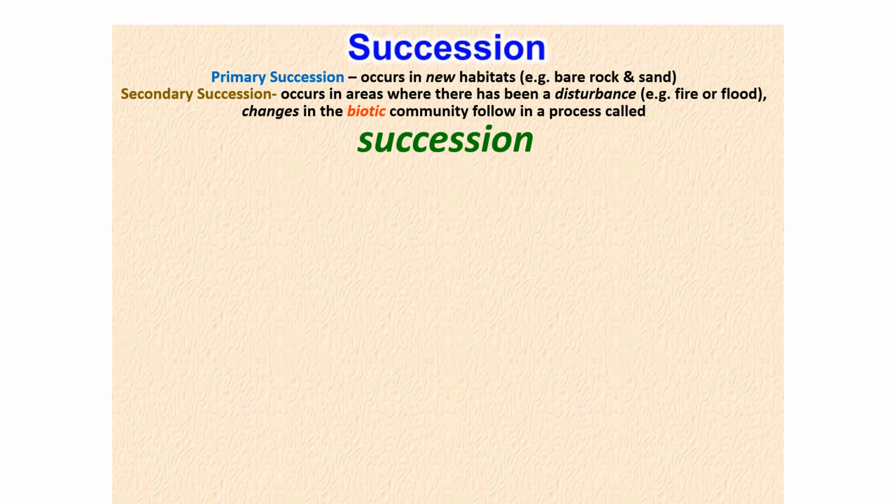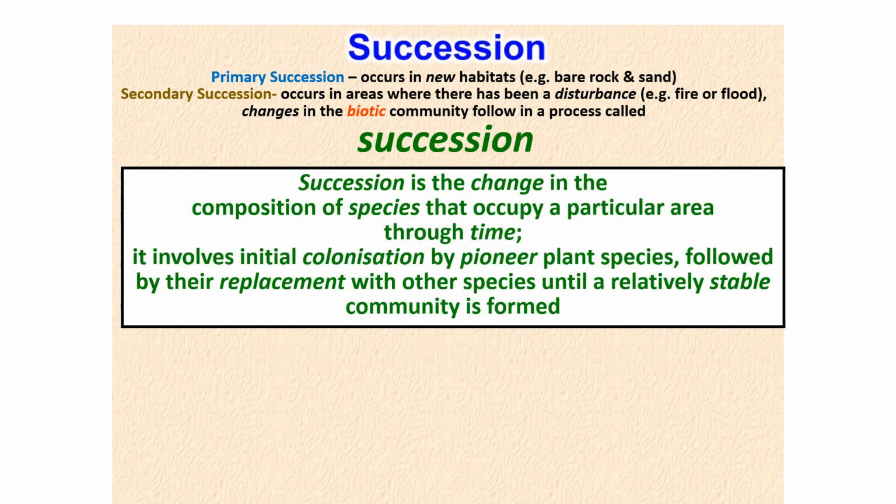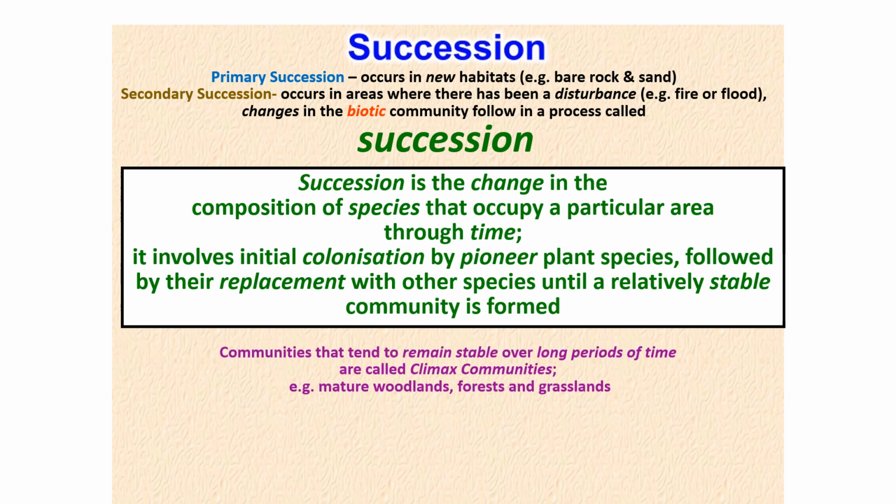The changes in the biotic or living community follow a process called succession. As we've already said, succession is a change in the composition of species that occupy a particular area through time. It involves initial colonisation by pioneer plant species, followed by their replacement with other species until a relatively stable community is formed. The communities that remain stable over long periods of time are called climax communities. These are our stable communities with the high biodiversity and high species richness that we were talking about before, and they can be, for example, mature woodlands, forests or grasslands.